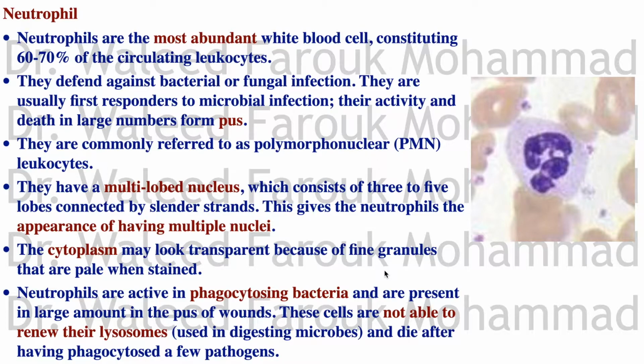And they are referred to as polymorphonuclear leukocytes. They have a multi-lobed nucleus that looks like multiple nuclei, but it's a single nucleus divided into lobes connected by strands. And the cytoplasm may look transparent because of the fine granulation that is pale when stained.